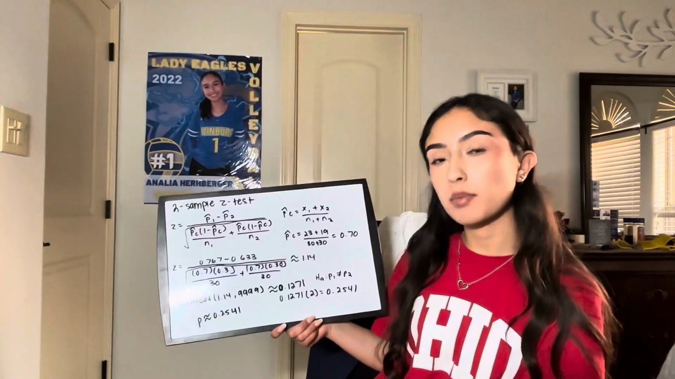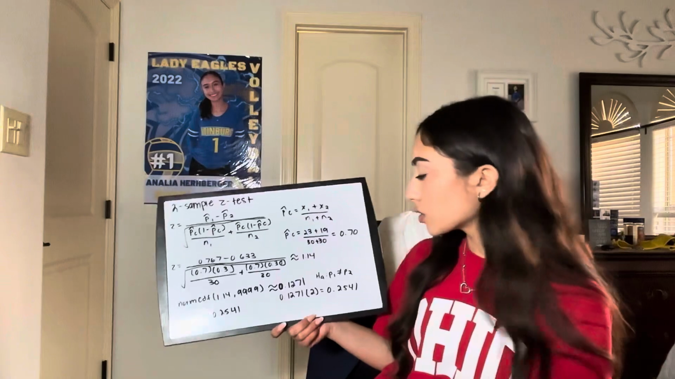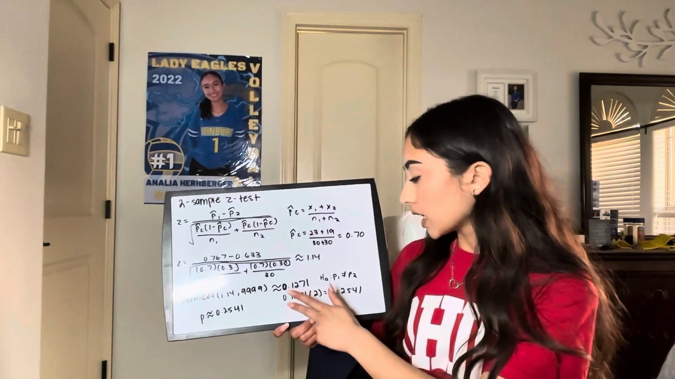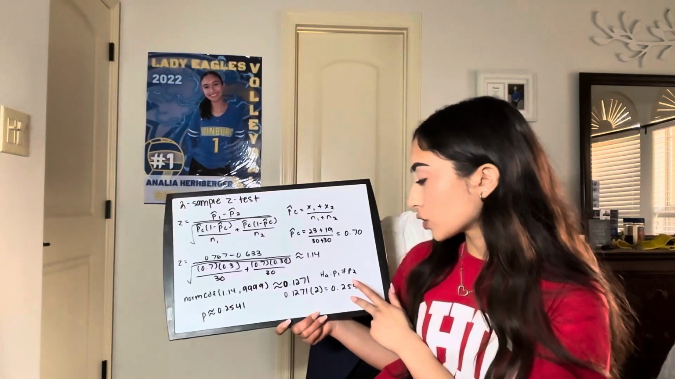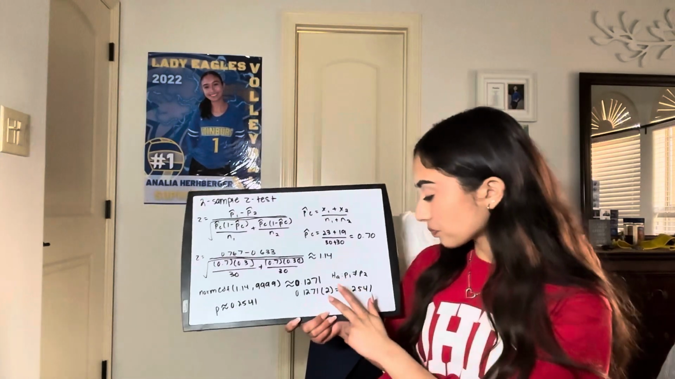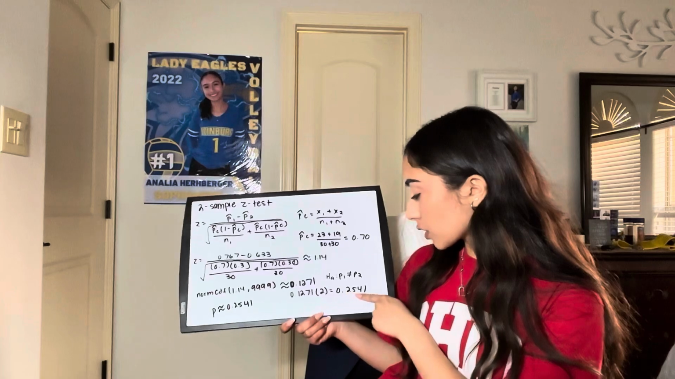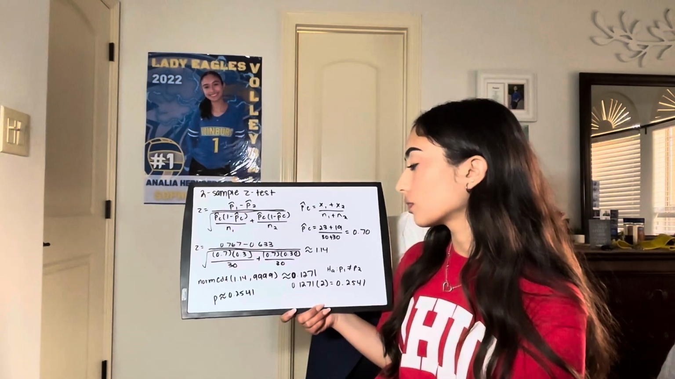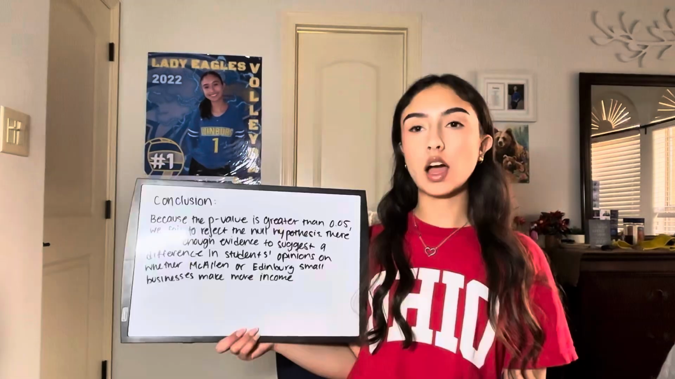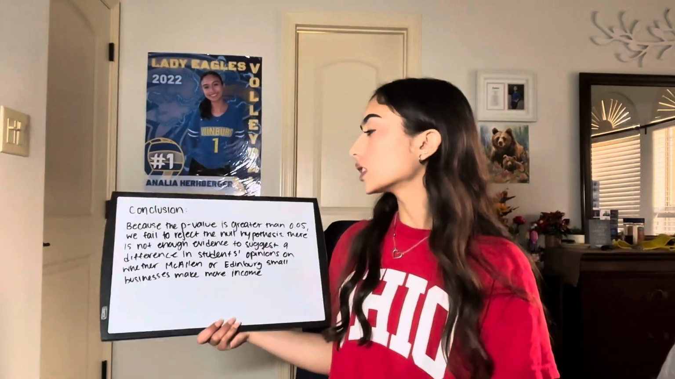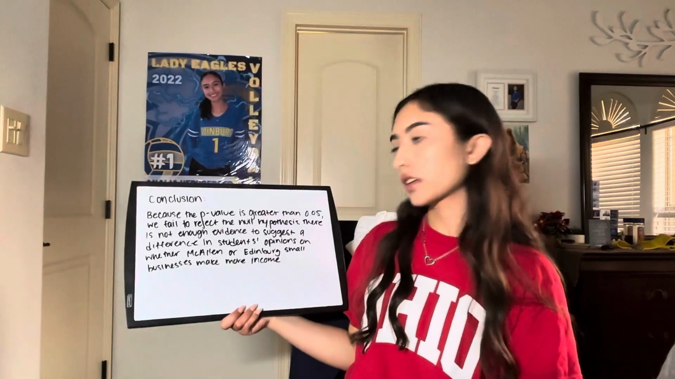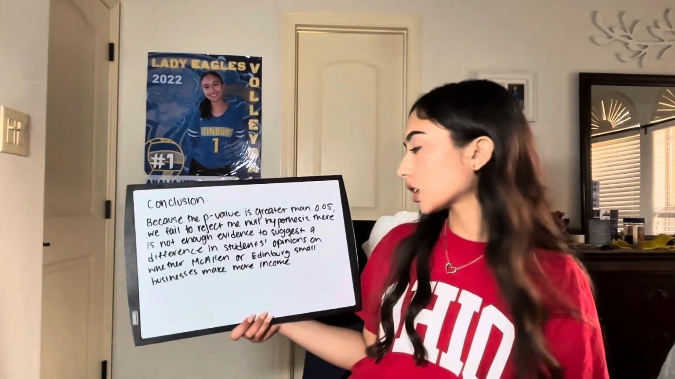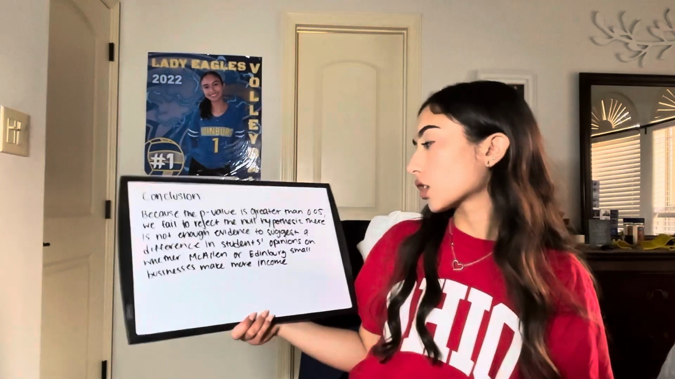Since the alternative hypothesis was P1 is not equal to P2, then I had to multiply it by 2. So then I multiplied 0.1271 by 2, and it came out to 0.251. So the p-value is approximately 0.2541. I came to the conclusion that because the p-value is greater than 0.05, it came out to like 0.2541, and so we failed to reject the null hypothesis.